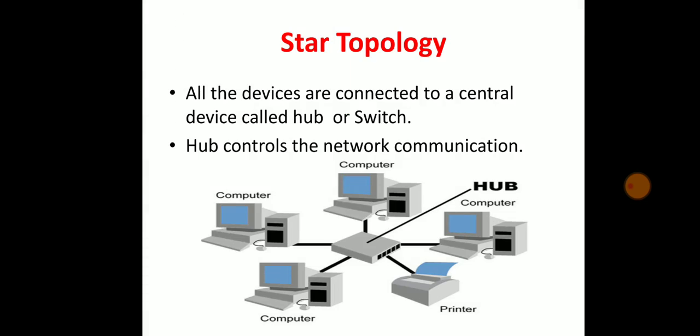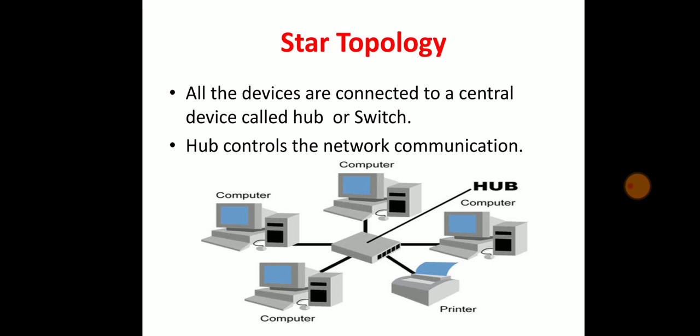Next one is the star topology. All the devices are connected to a central device called hub or switch. In this type of topology, all the systems are connected to a single device, that is a hub or the switch. About the hub and switch we have discussed in the previous videos. This hub controls the network communications. Here we see that all the computers are connected to the central point, the hub, that forms a star structure. So we name this a star topology.